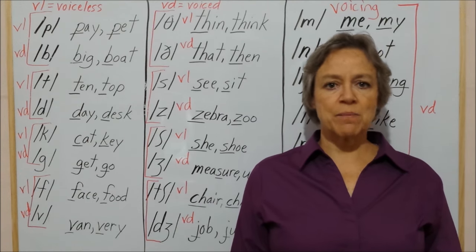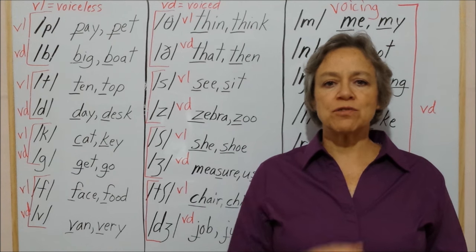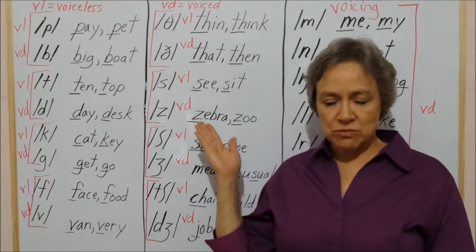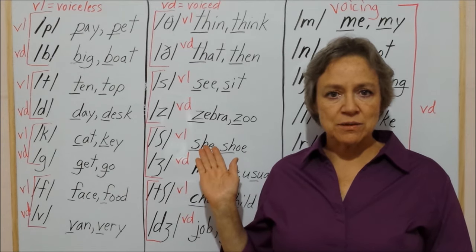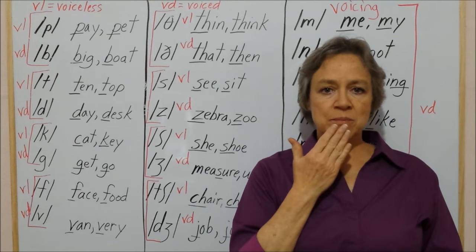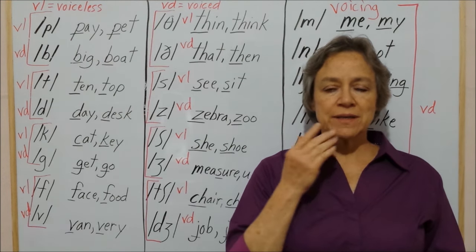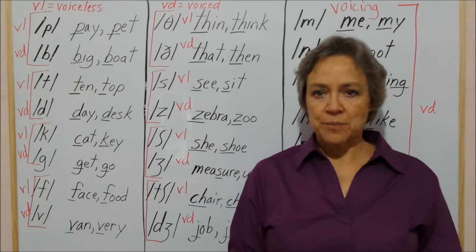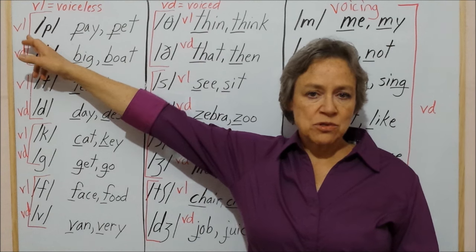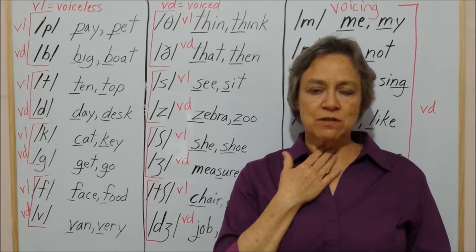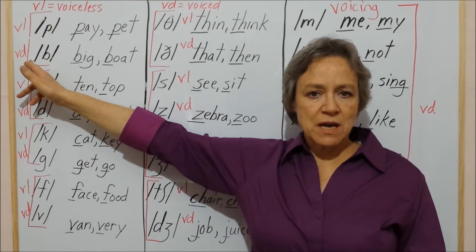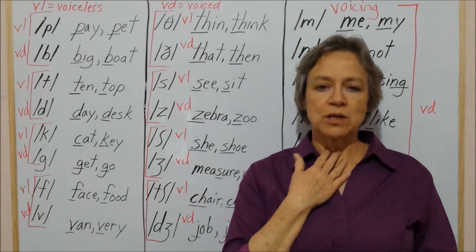We have also learned about voicing. Voicing refers to vibration of the vocal cords. Some of these sounds are voiced and some of them are voiceless. When I have pairs of sounds that are made using the same part of the mouth, the difference in those two sounds is in the voicing. Sounds where I have VL are voiceless sounds, so there is no vibration in the vocal cords. Sounds where I have VD are voiced sounds, so there is vibration in the vocal cords.